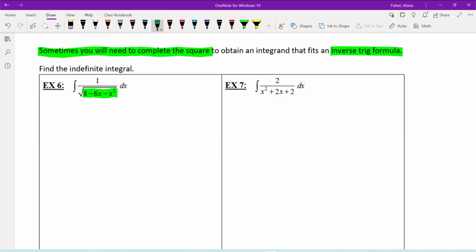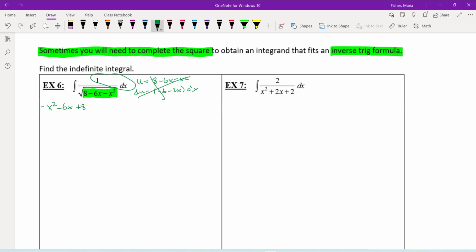I also know a u sub would fail here because if u would equal what's underneath that radical, 8 minus 6x minus x squared, the derivative would be negative 6 minus 2x dx, and goodness knows I don't have that, so it can't be a u sub. Let's complete the square. Now remember, when you complete the square, the first thing you need to do is rewrite it in descending order. So instead of 8 minus 6x minus x squared, we're going to rewrite it as negative x squared minus 6x plus 8.